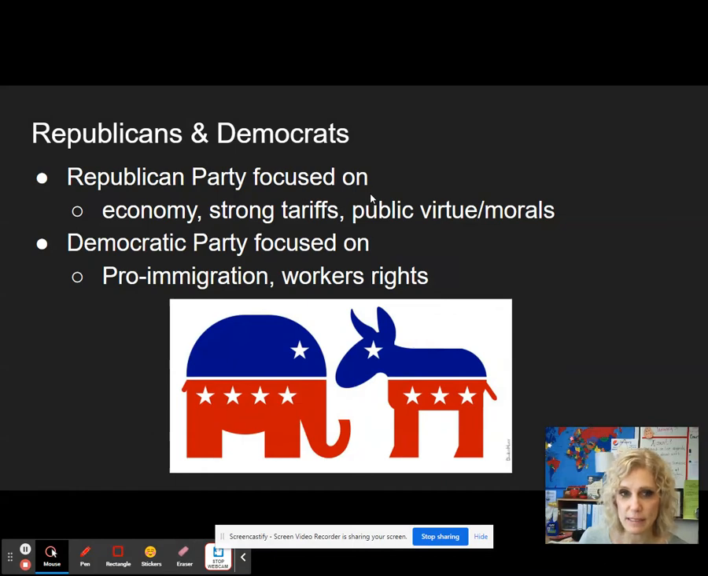There were Republicans and Democrats, and the Republican Party was starting to become the Republican Party that it is today. The Republican Party was now focused on the economy, strong tariffs, and also moral and public virtue issues, whereas the Democratic Party was focused mainly on supporting immigrants and workers' rights. And so we see that these two parties are becoming more and more similar to what we know of as the Republican and Democrat Party today.